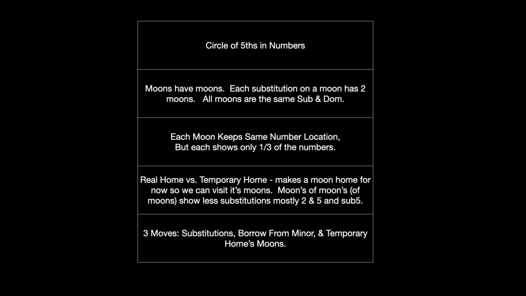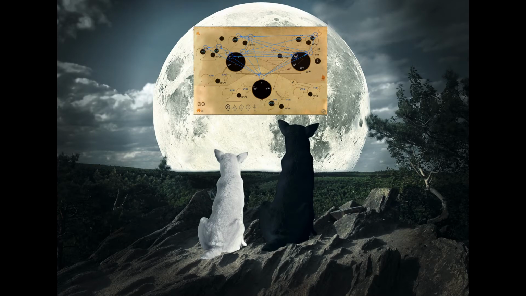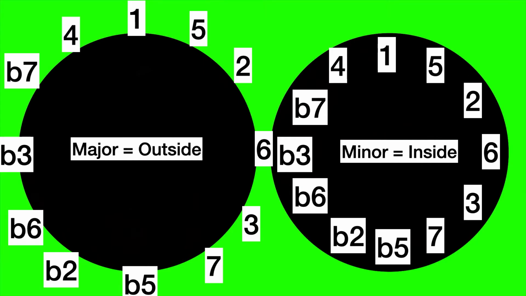Borrowing from minor, that means if you're in a major key, you're on the outside of the moon, you go to the inside of the moon. And temporary home moons, right? Going to the moons of moons and then going to the moon, making it a temporary home. So that's the preamble, and now there's some dogs looking at the tonal harmony map, which we'll look at close up. But first, we have moons.